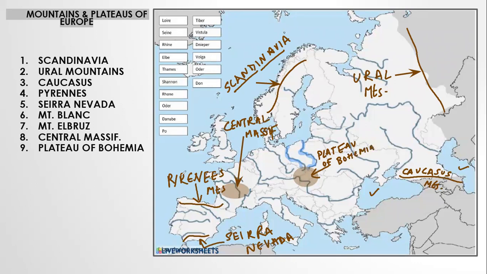Okay, so this is done. Now we have to mark Mount Blanc and Mount Elbrus. In order to mark Mount Blanc, this is the River Po. Again, I would like to mark it so that you people can remember it. This is the Po River, and at the end of this Po River, we have this.